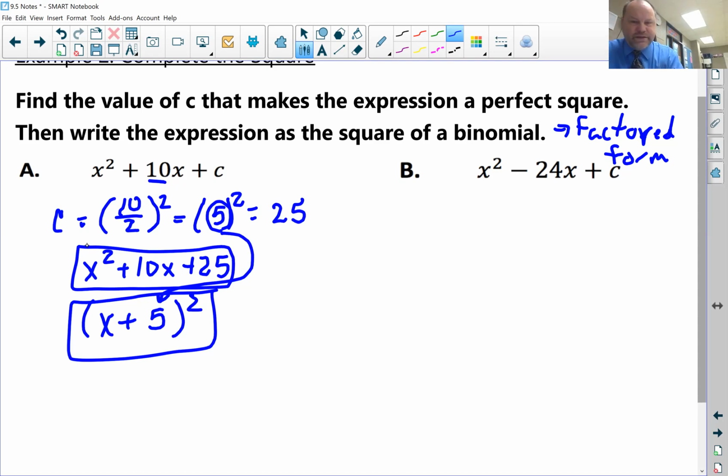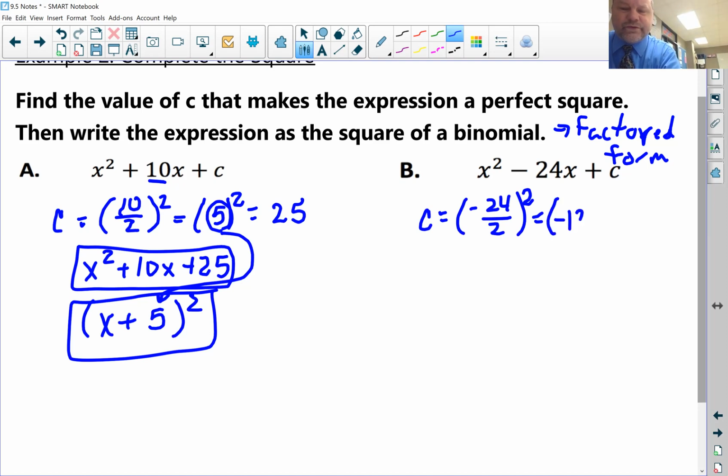For letter B, C again is going to be the value we have for B divided by 2 squared. So, excuse me, -24 divided by 2 is -12. I'm going to square it. 12 squared is 144.